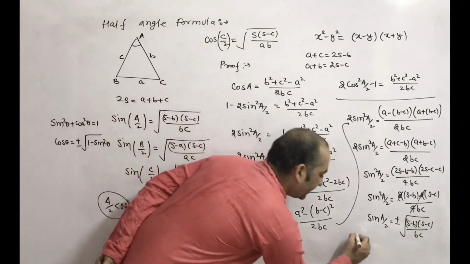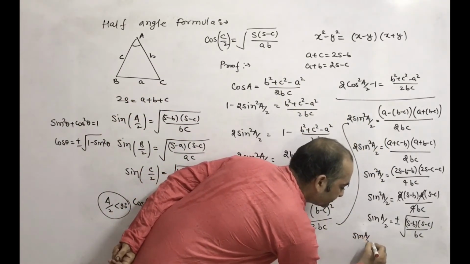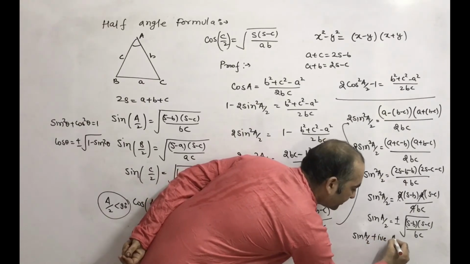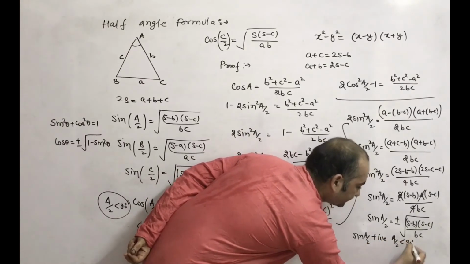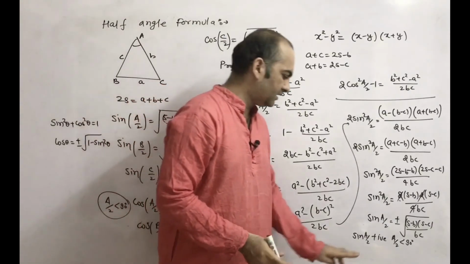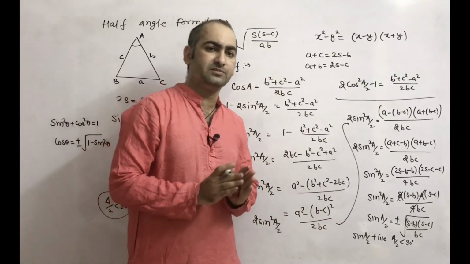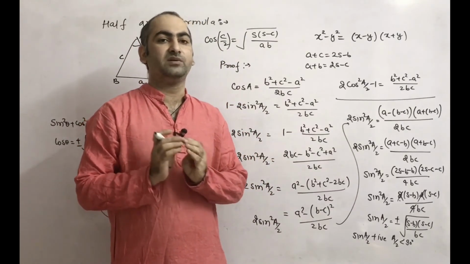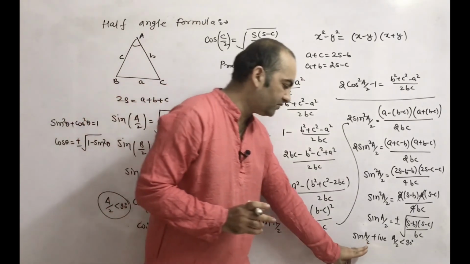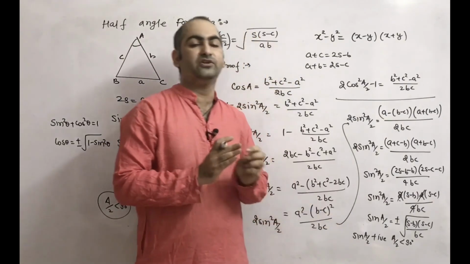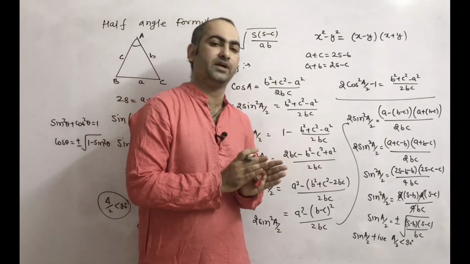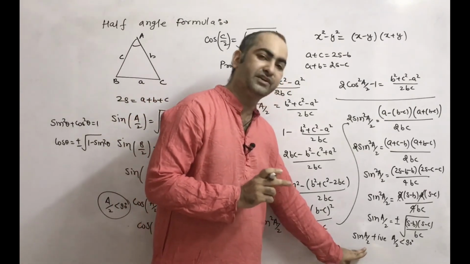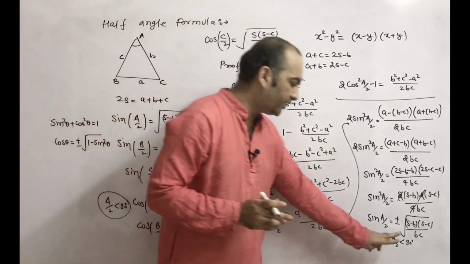But sin A by 2 is what? Positive. Because A by 2 is what? Less than 90 degree. Okay, if it is greater than 90 degree also, then also it is positive. But here A by 2 is what? Less than 90. So sin A by 2 is what? Positive, because A by 2 is what? Acute angle. Okay, because we know sine is positive in first and second quadrant. Okay, so A by 2 is what? In first quadrant, so sin A by 2 is what? Positive. So here we have to take plus sign.